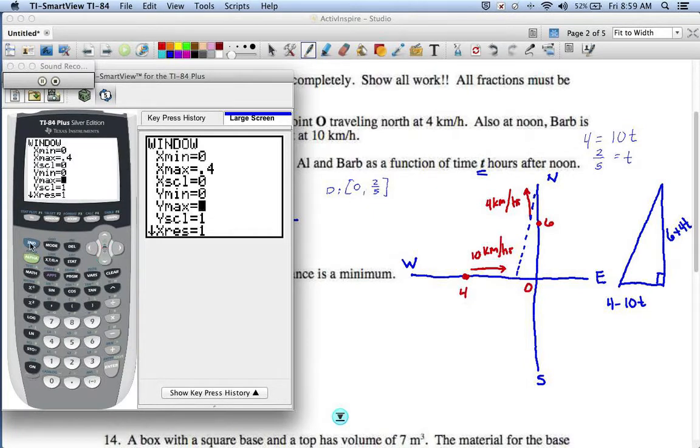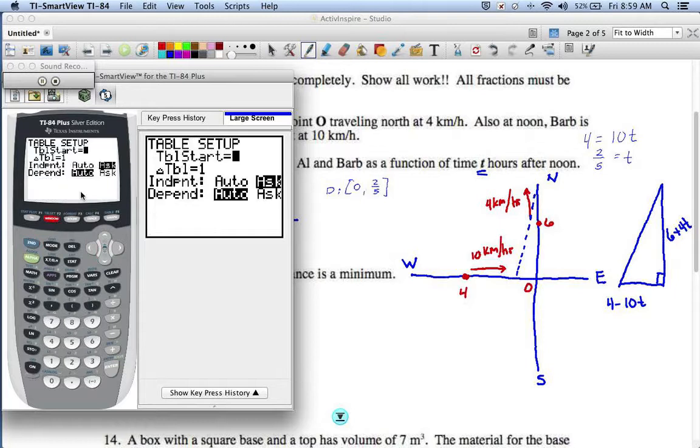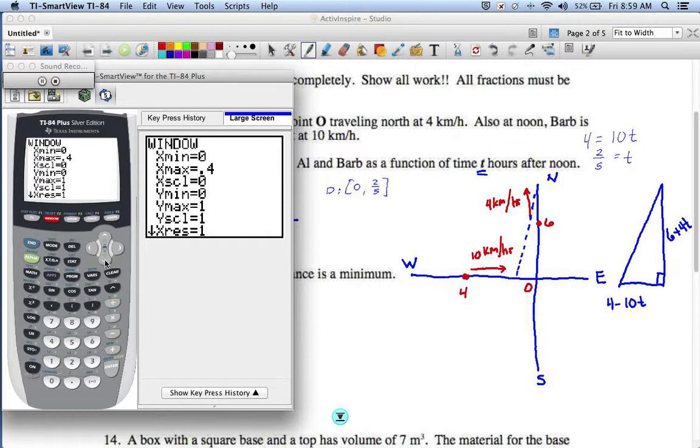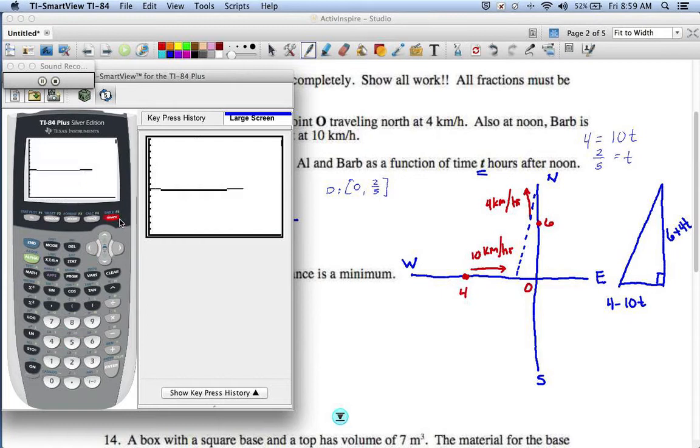So I'm going to go to my second window, make sure I'm set up on the ask feature. Now I'm going to go into my table, and I'm going to put in 1/5. And it's going to give me 7. So I'm going to go back to my window, and I want to give myself some wiggle room. Instead of going just to that 7, I'm going to go up to 10. Maybe even 15. Let's do 15. And we'll graph it and see what it looks like here.